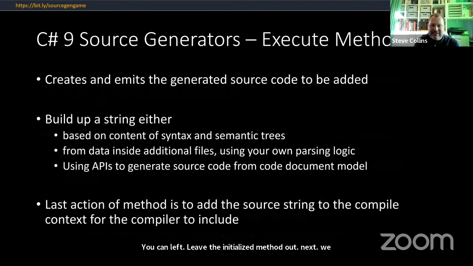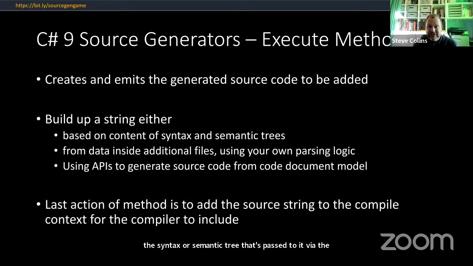Next, we actually get into the real meat of things. We have the Execute method. So this is where the action happens and where you generate the code that will end up in your consuming project's code base. Your logic will either be interrogating code in the syntax or semantic tree that is passed to it via the context, or you can be reading additional files such as JSON or XML files, CSV files. I've seen all sorts of examples. I'll cover that more in a second, but the most important thing to note is that ultimately you will end up with a string containing the code that you have generated. To feed this back into the Roslyn compiler process, you need to add that string into the context using the AddSource method at the end of your Execute method.